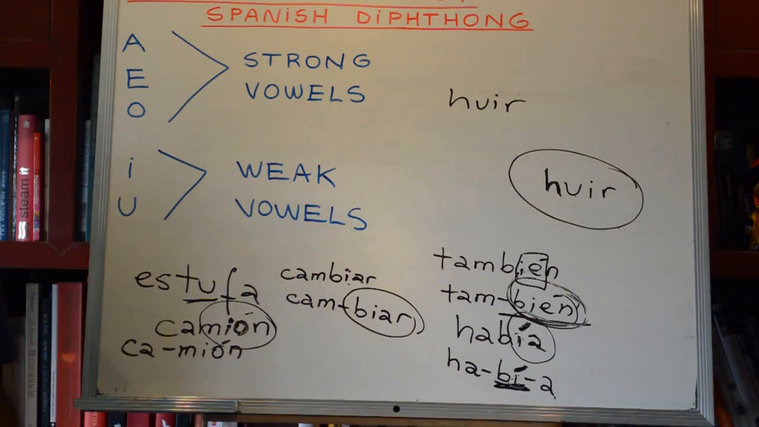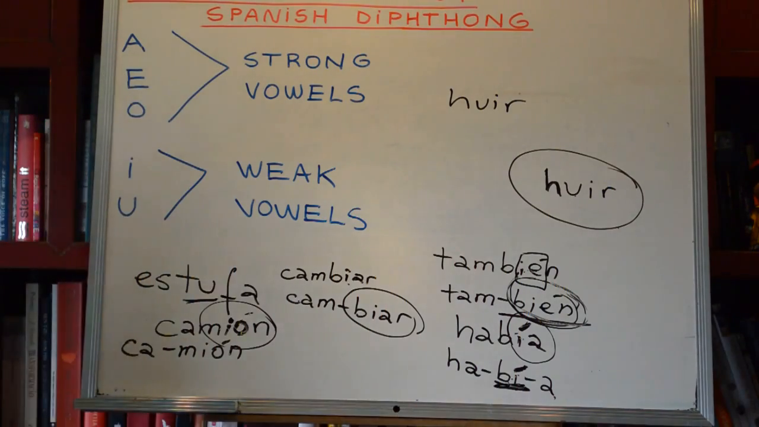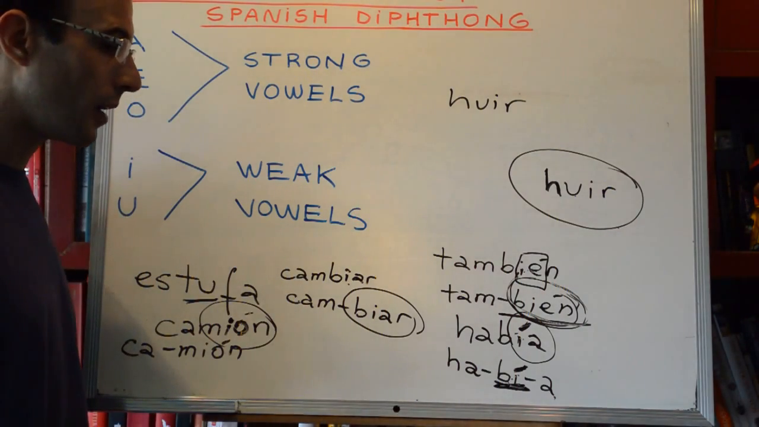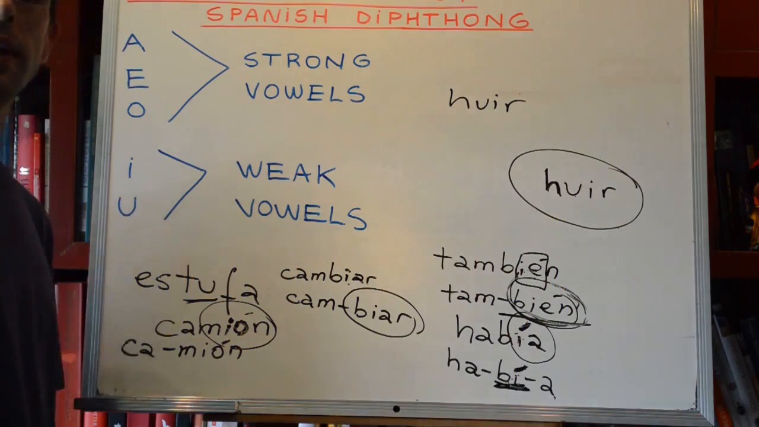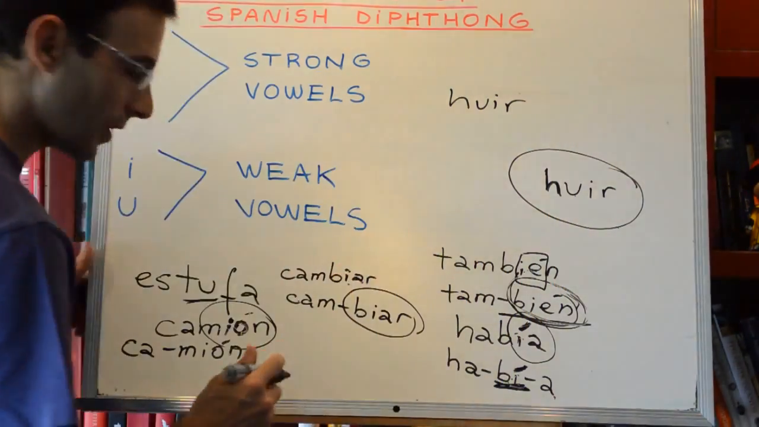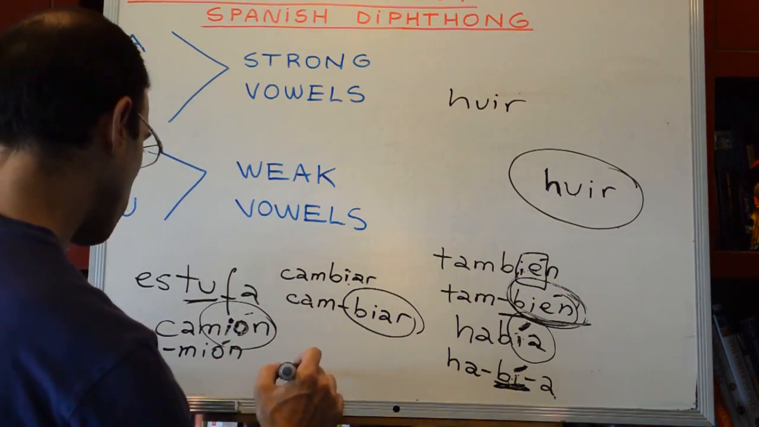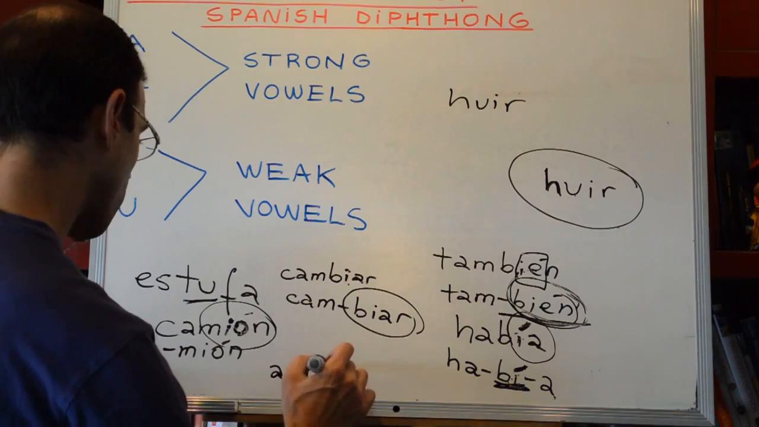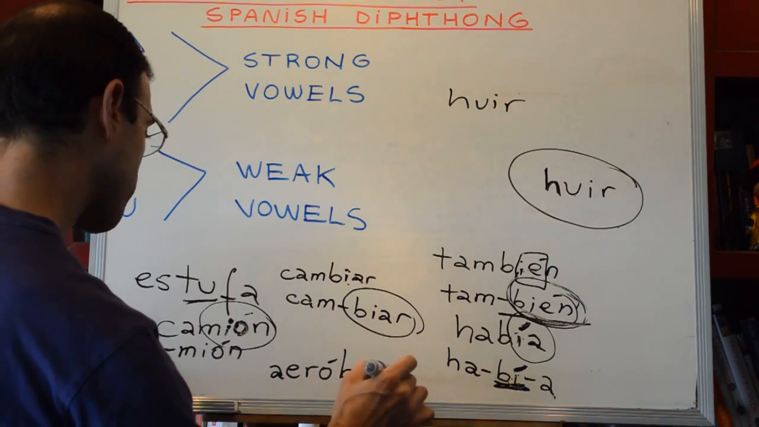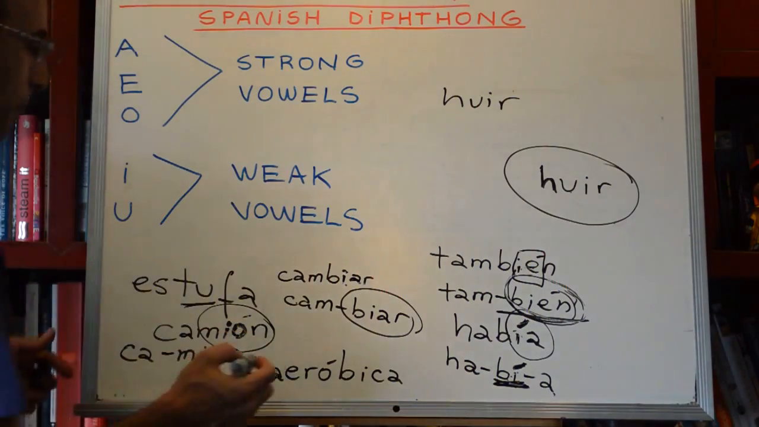Another example of hiatus. Let's see if I can think of a hiatus with two strong vowels, for example. Aerobics, right? Aerobics. It's the aerobic gym, right? In Spanish we call it aeróbica. Aeróbica. Okay? Aeróbica is separated in syllables.